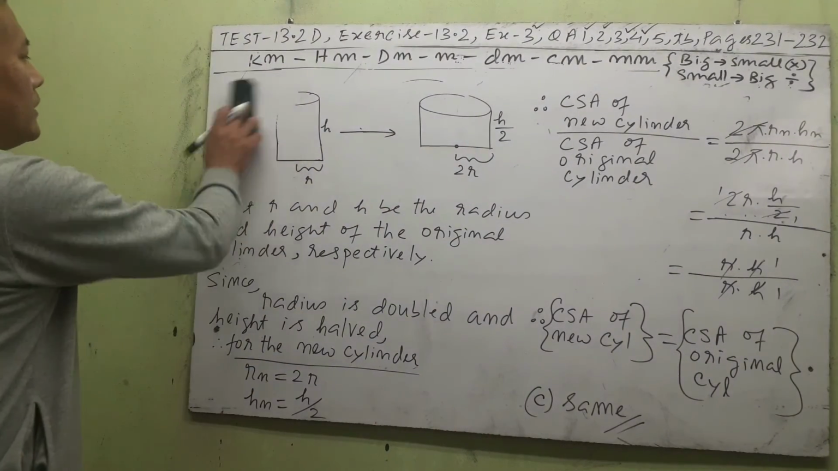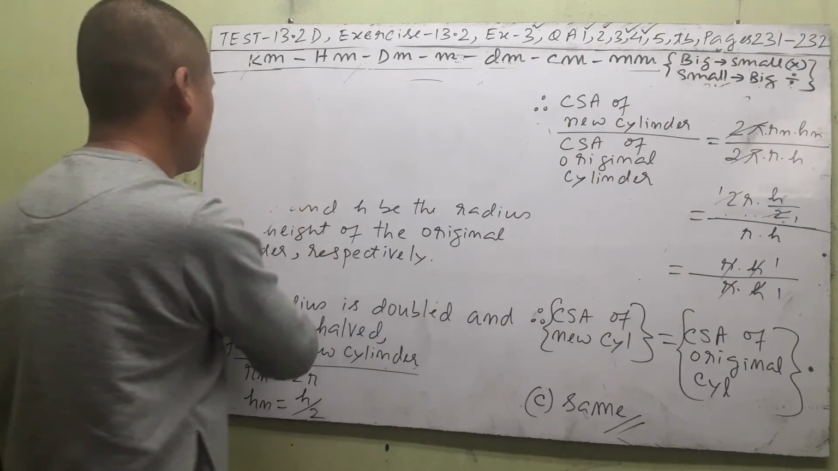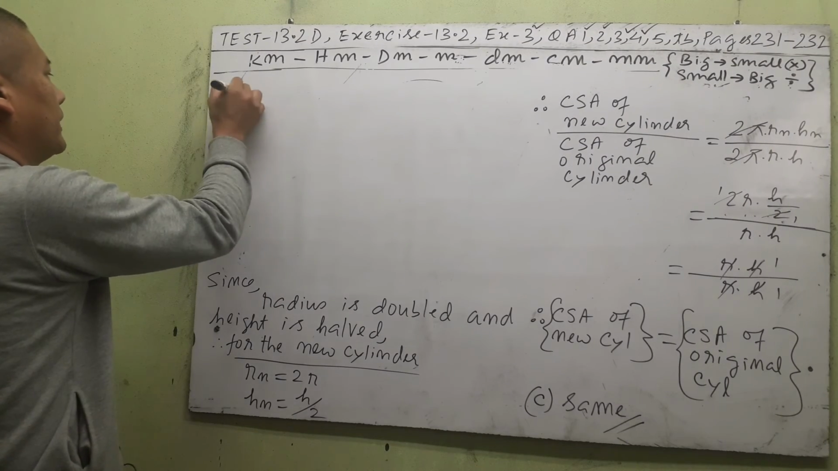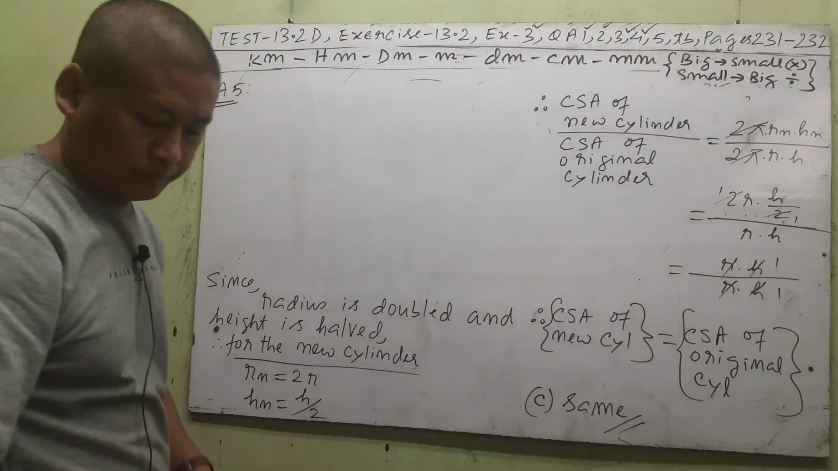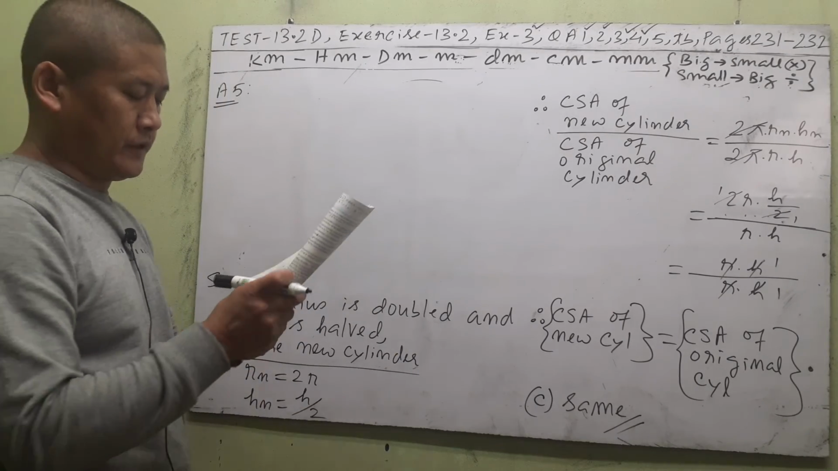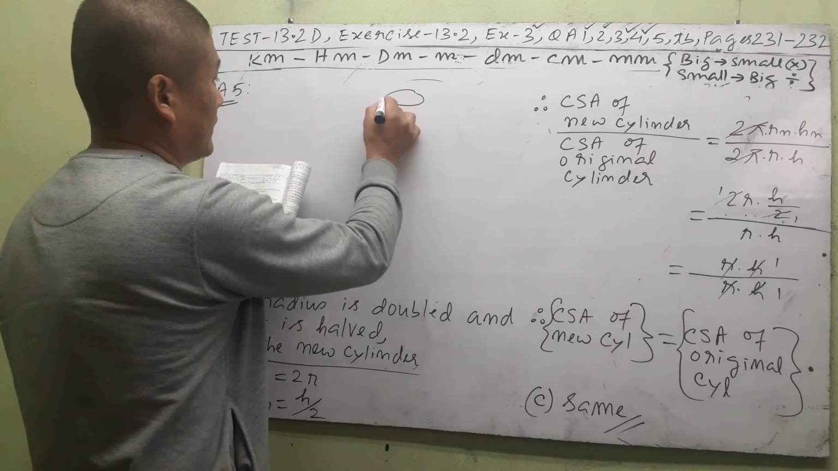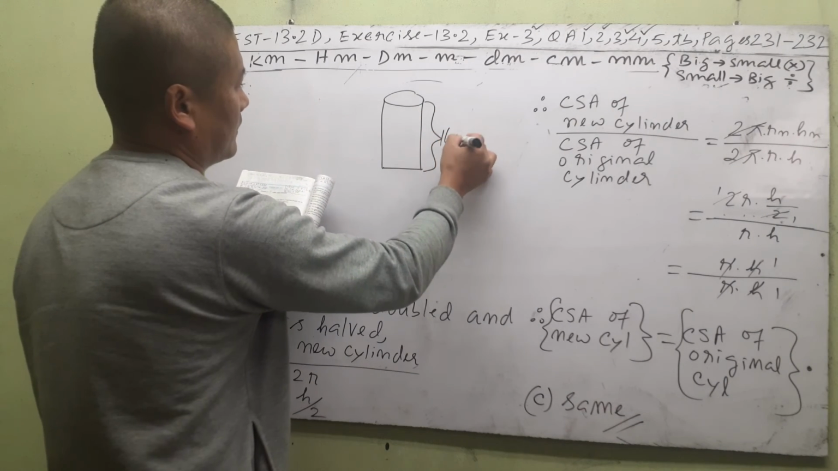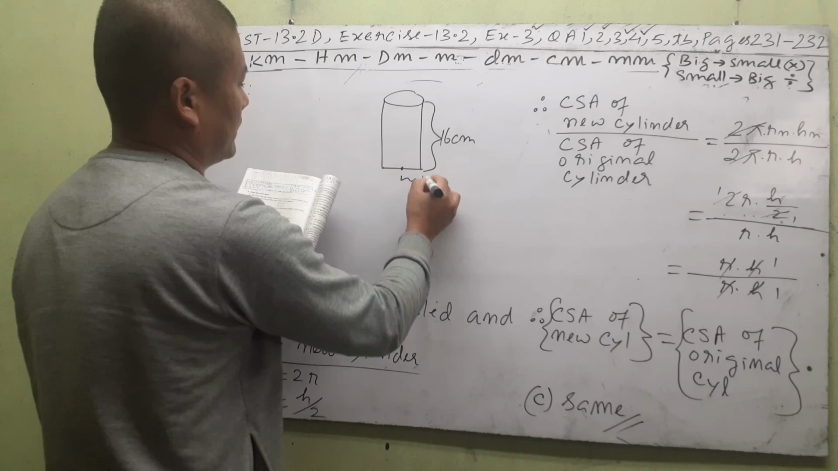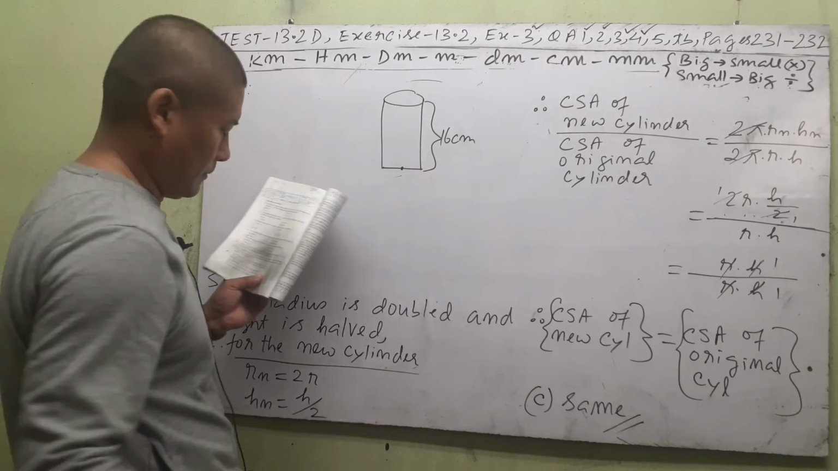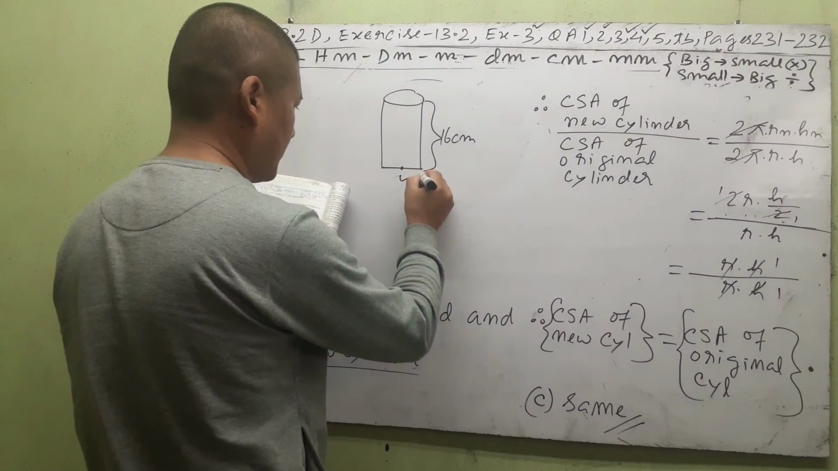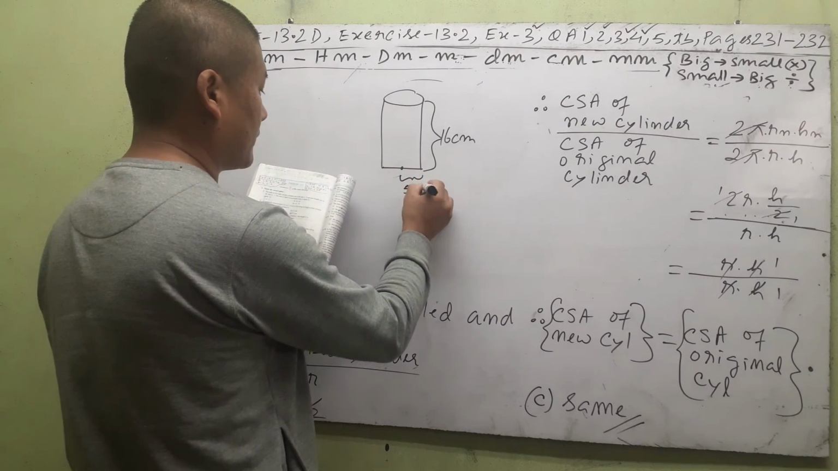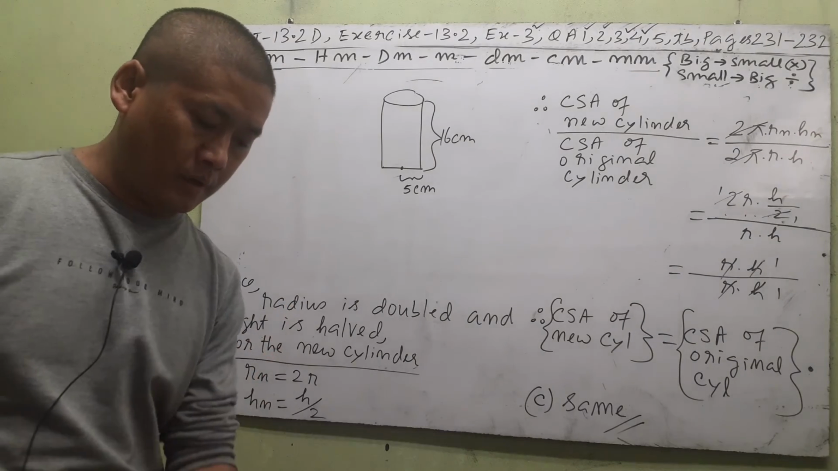Fourth one done. Then here, the fifth one, A5. The total surface area of a cylinder with radius 5 and height 16. Height is 16 centimeter. Radius, from here to here, is 5 centimeter. So we need the total surface area.